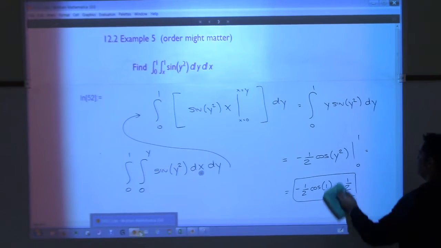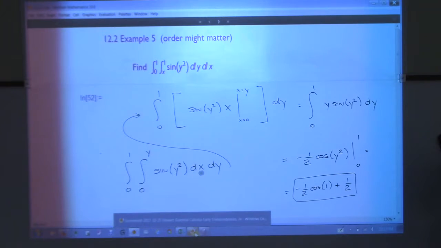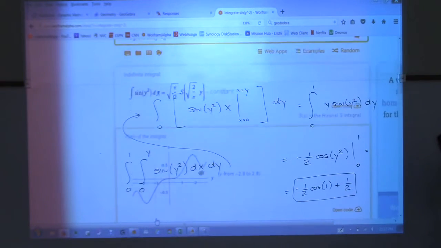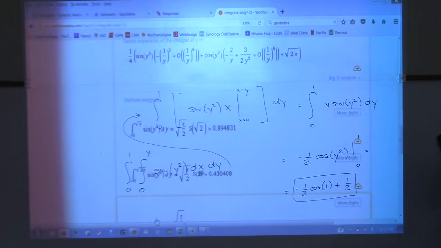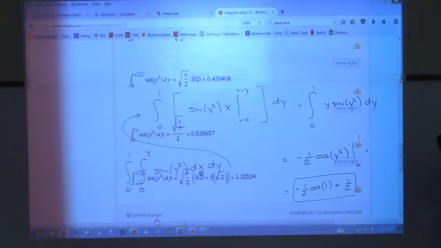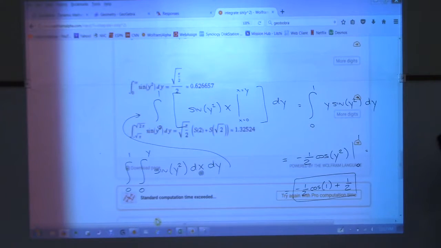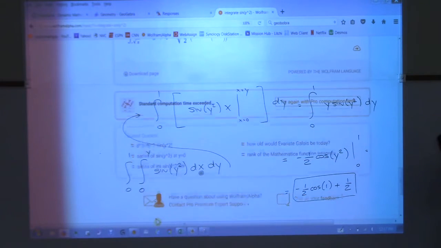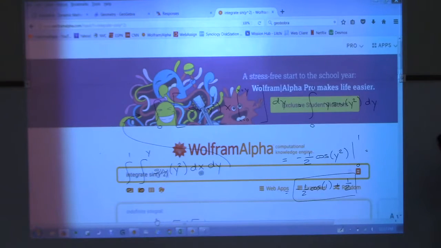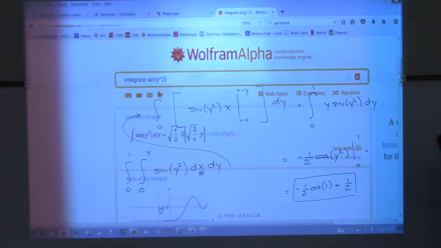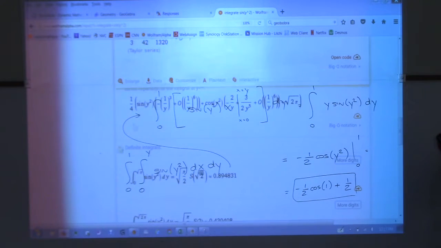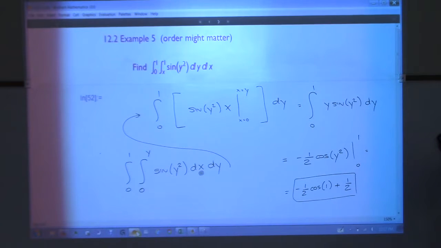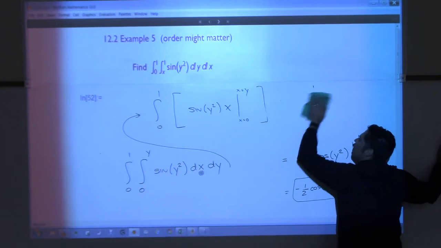Order might matter. What did Wolfram Alpha ever come up with? No. Didn't come close. It did some definite integrals and got some answers. Well, wouldn't you have to integrate again? Yeah, we'd have to integrate again. I'm just wondering if it never got a general solution. Not in a nice closed form.